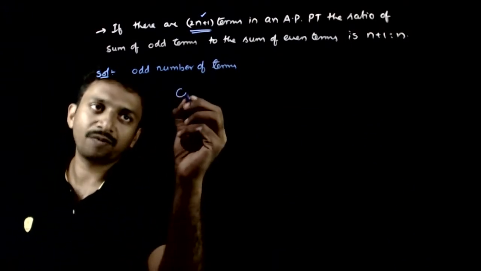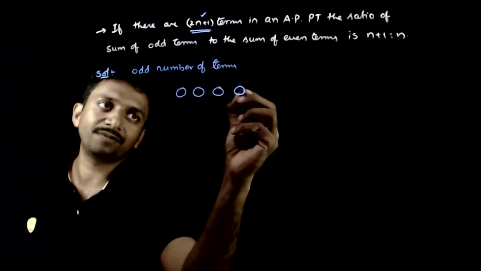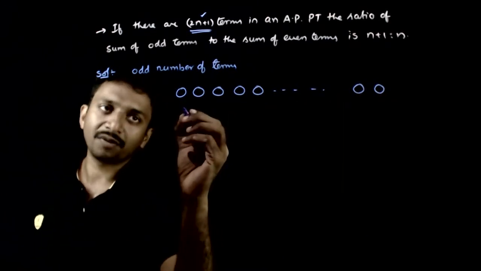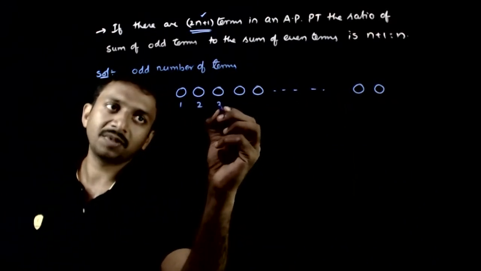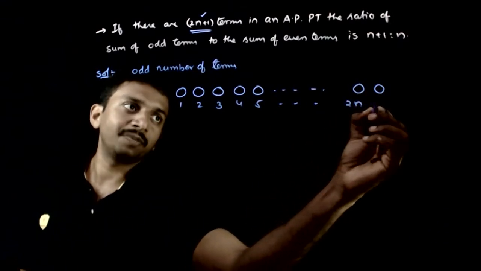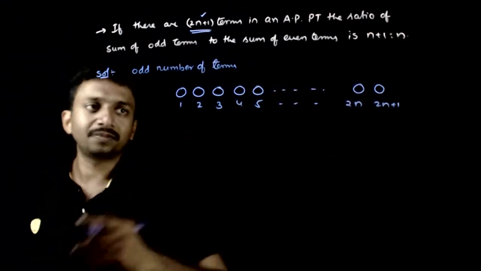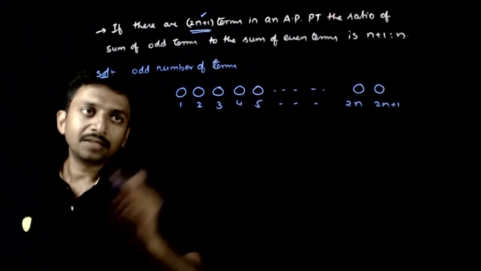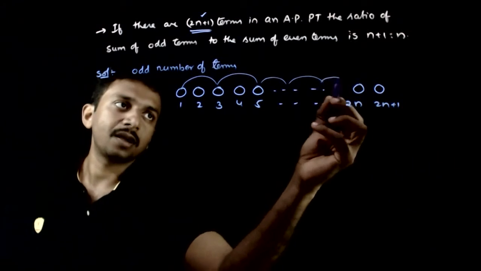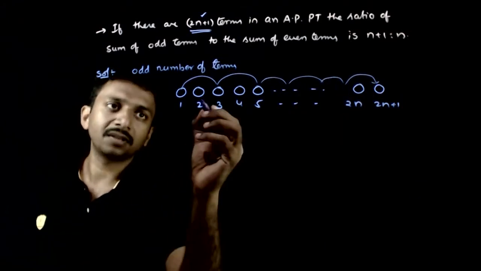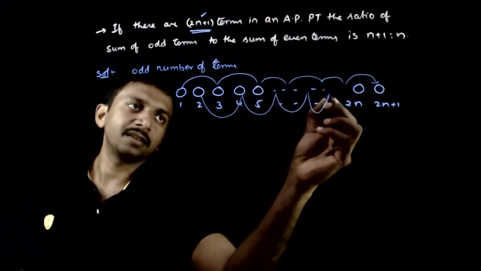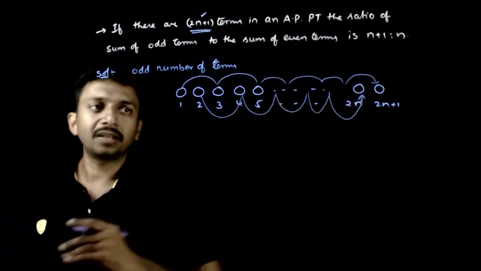That is first term, second term, third term, fourth term, fifth term, and so on. This is the 2nth term, this is the 2n plus 1th term. Okay. So these are the odd terms, and these are the even terms.